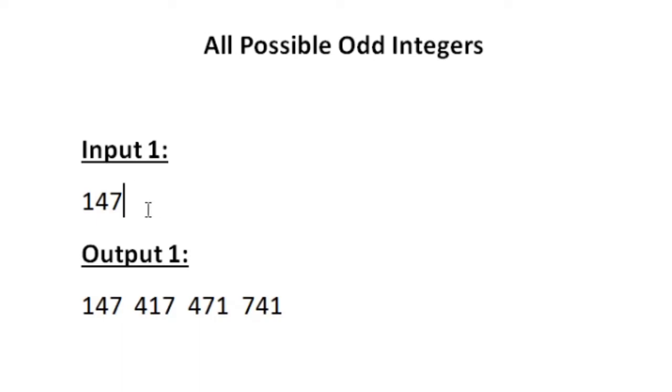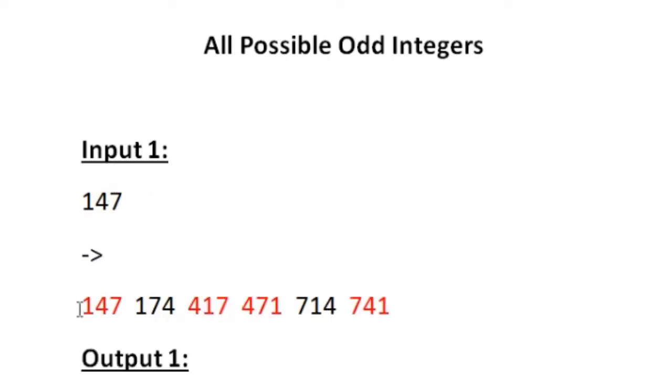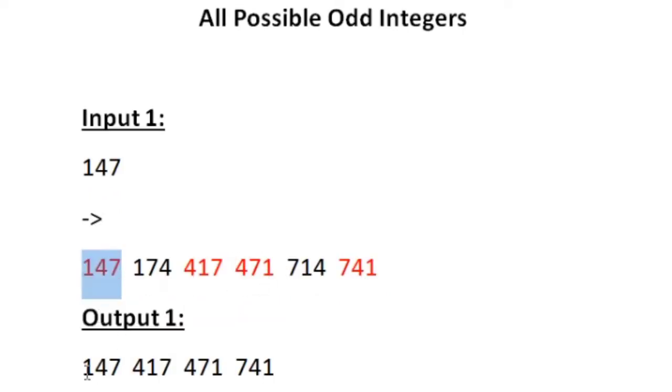To solve this problem, we have to find all possible permutations of this integer n, and whenever a permutation is odd, we have to store it separately. So these are all the permutations of the integer n, and out of these 6 integers, only 4 integers are odd. So we are printing it as our output.